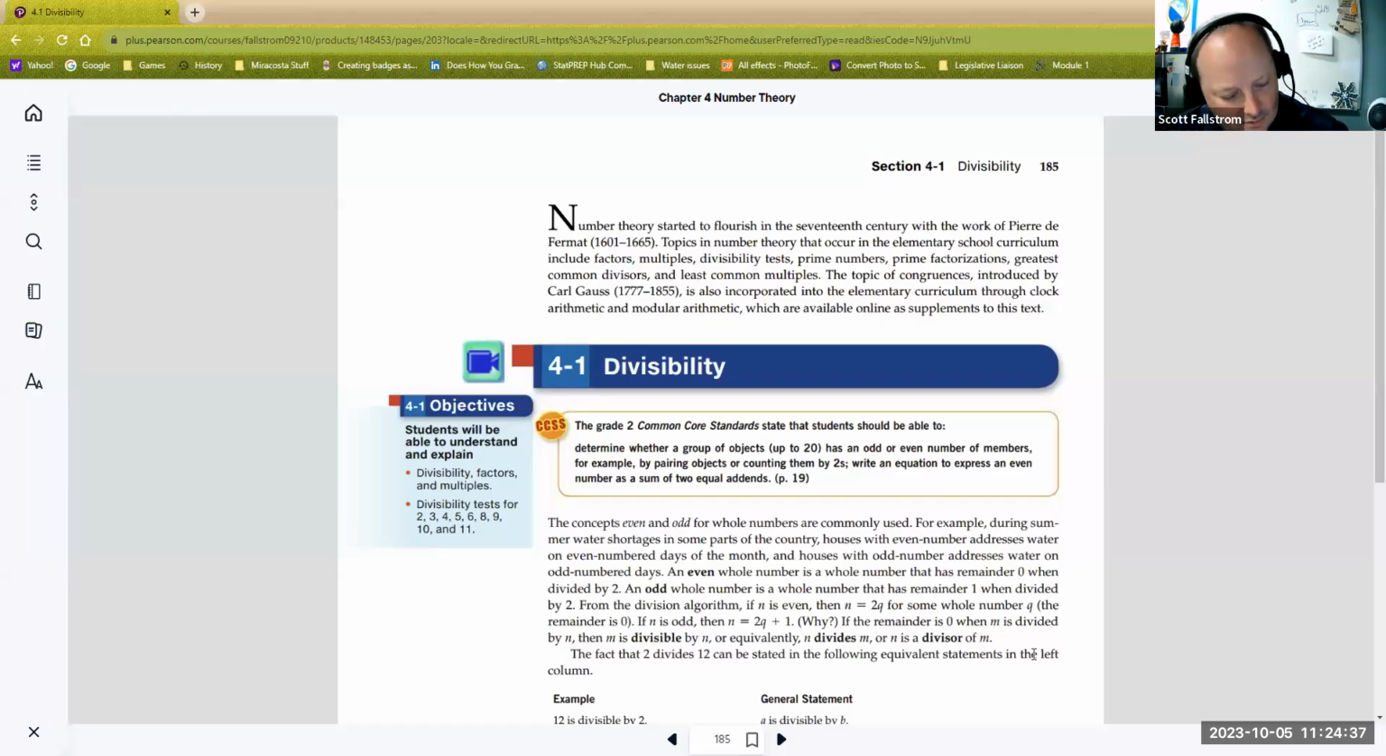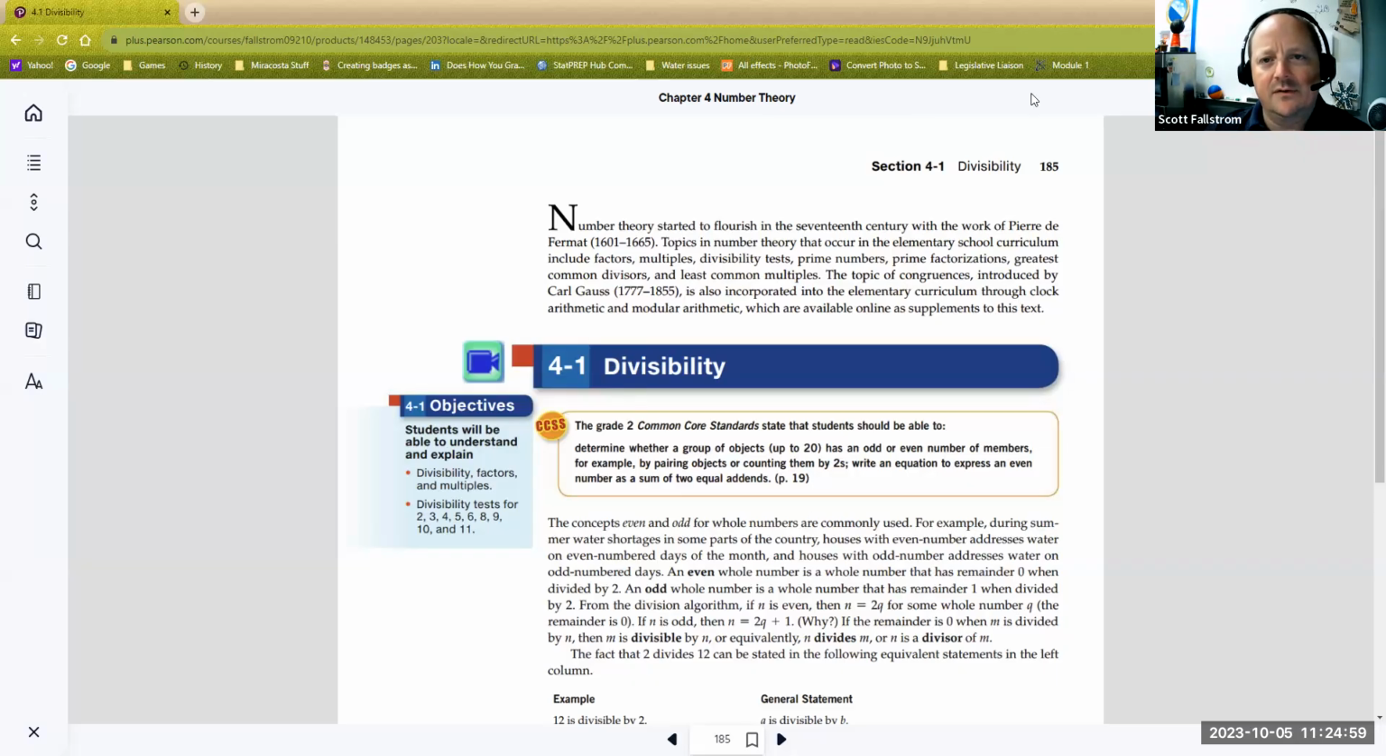Hello, students. We are just out of operations on whole numbers, and so we're going to move into chapter 4. Chapter 4 is a little bit different. It's called number theory. The idea is that we get into some key concepts about how numbers work with each other that are actually very helpful as we move forward. So we're going to talk first about divisibility.